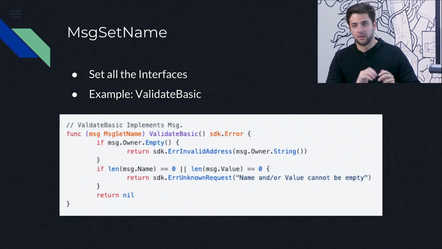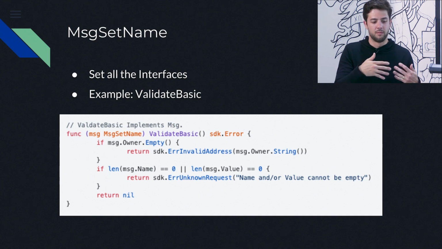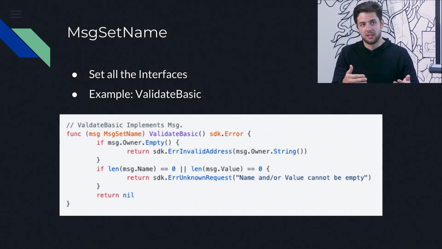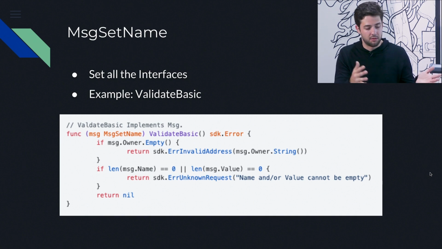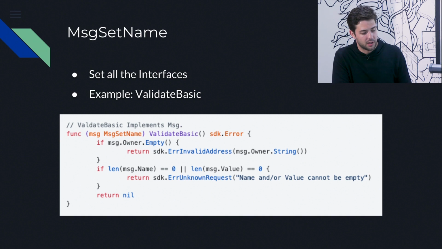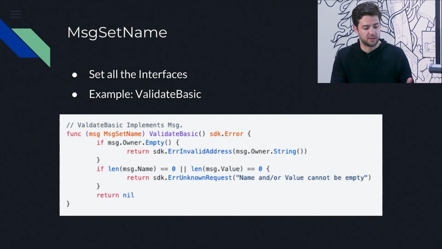But validate basic, this is a great validate basic example. If the owner is empty, then they can't buy it. You need to submit an owner with your buy name message and set name. So if there's no owner on the name, then there's something wrong and you're not able to set it. And if there's no name or no amount of coins in the message, then obviously we want to reject that as well. So these are stateless checks on the validity of a message in validate basic.